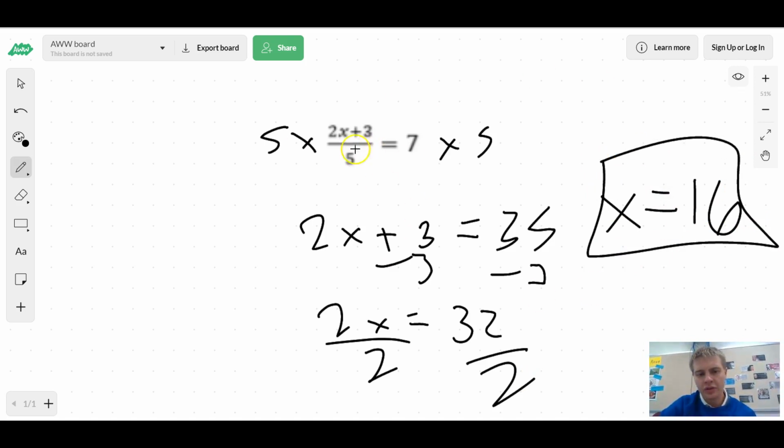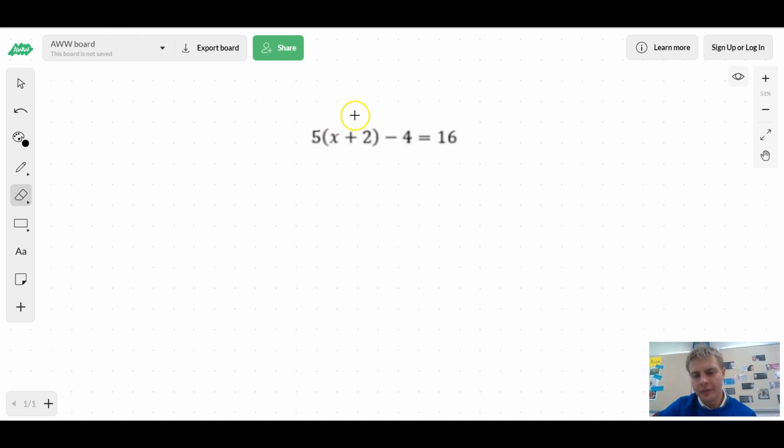Again, I would treat this as a division symbol and not as a fraction, and it makes it a little bit easier to deal with. Okay, for this one that we're trying to get by itself, you could distribute first, or you could get rid of the 4 first. Either one works.